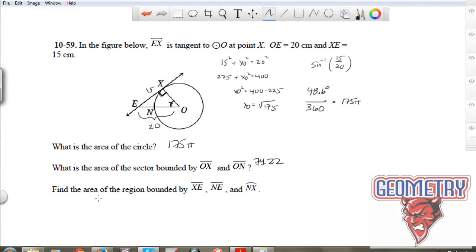And the last thing is to find the area of the region bounded by XE, NE, and NX. I was looking at this portion out here, which is basically the triangle minus the sector. So we're just going to find the area of this triangle and then subtract that sector. The area of the triangle is 1/2 base times the height. These are perpendicular, so 15 times, and XO was the square root of 175. So we're going to do 1/2 times 15 times the square root of 175.